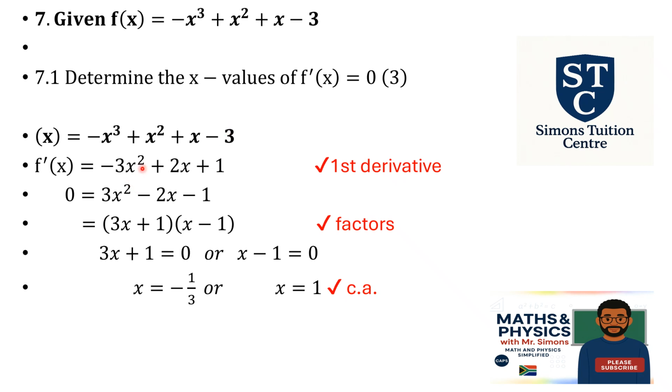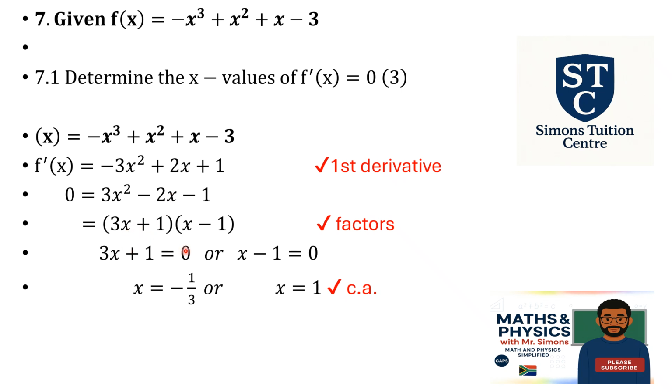Alright, there I'm going to make x squared positive because a lot of you will struggle to factorize with the negative. So f prime is 0, so I have 3x squared minus 2x minus 1. 3 is a prime number, so it can only become 3x times x. Minus 1 can only be positive 1 times negative 1. That gives me minus 3x plus 1x, which gives negative 2x.